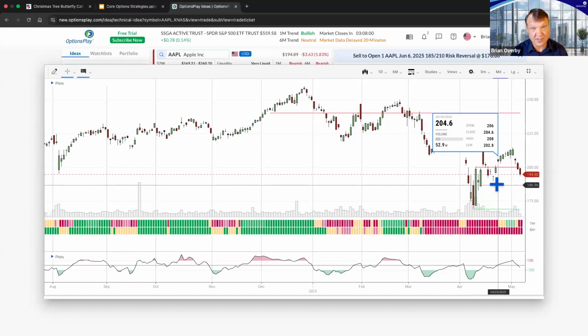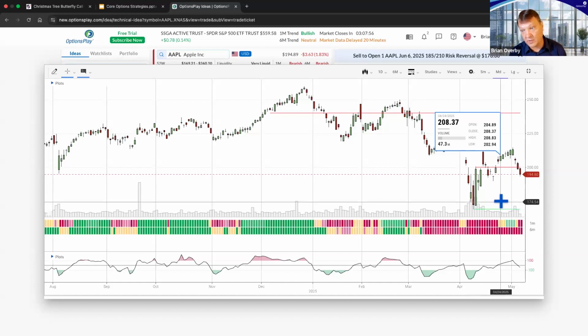Now, here's another little tidbit. I don't have to exercise the put and sell the stock. If the stock goes all the way down to this 175 level, I can just sell the put, and I can buy back the call if I want to. So I can keep my stock, but I should have a decent amount of profit that should offset my loss on owning that 100 shares of stock.